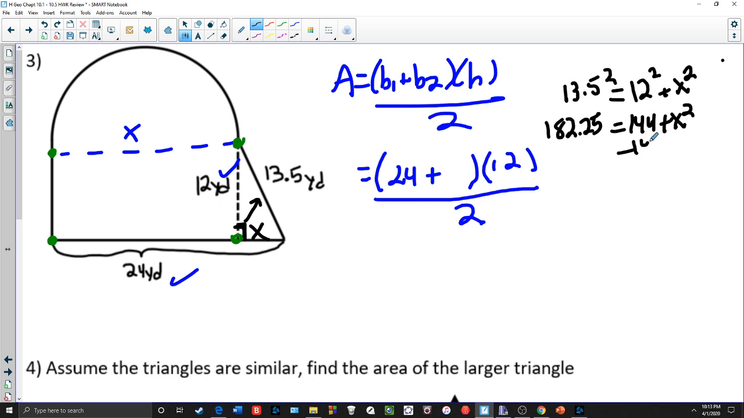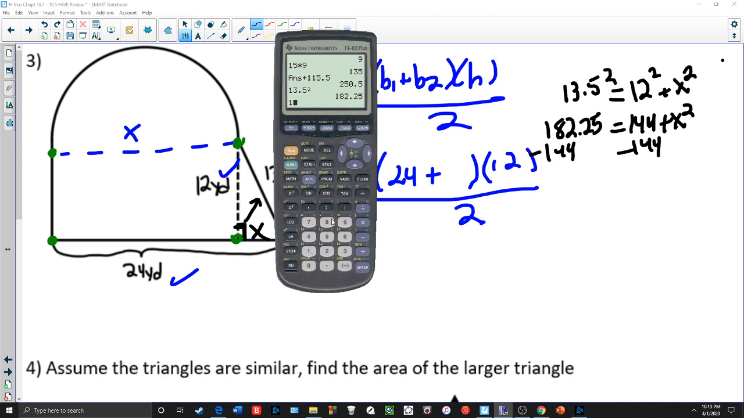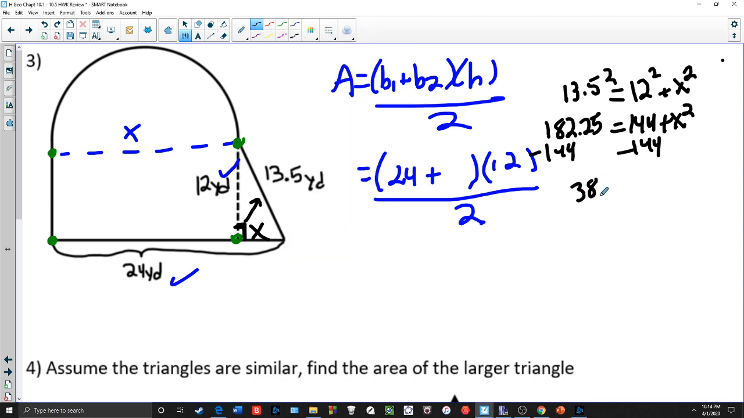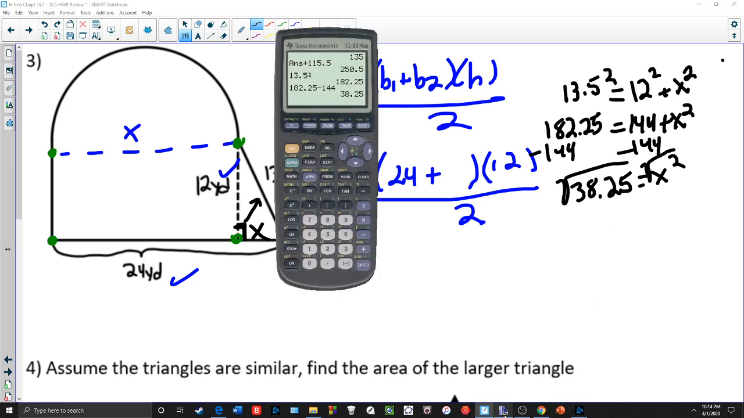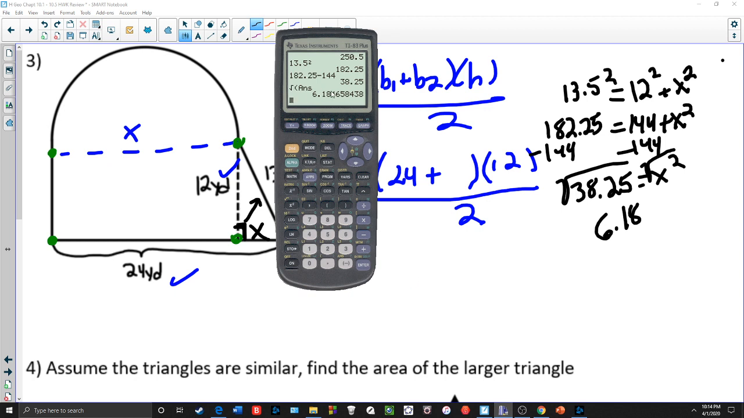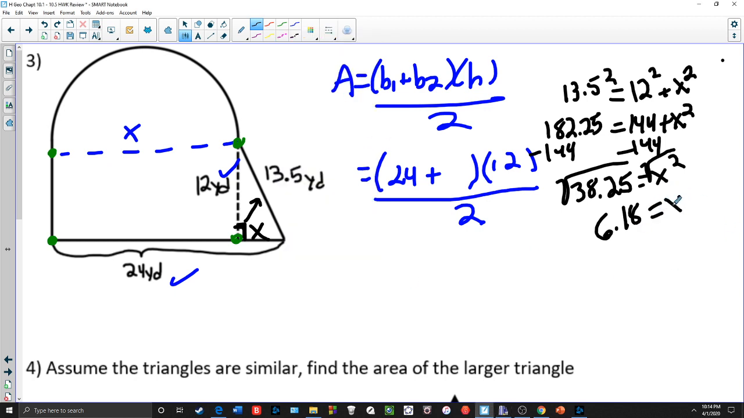So we subtract 144, and we get 38.25. 38.25 is equal to x squared. And then we take the square root of that number, and we get 6.18. So 6.18 equals x.